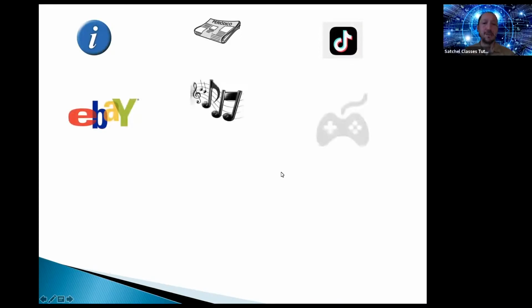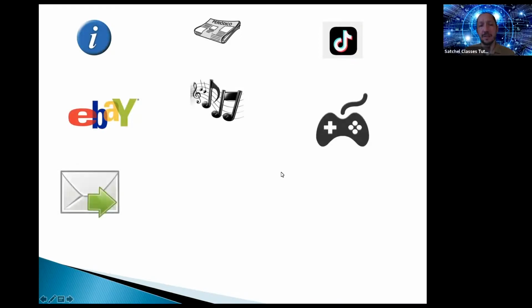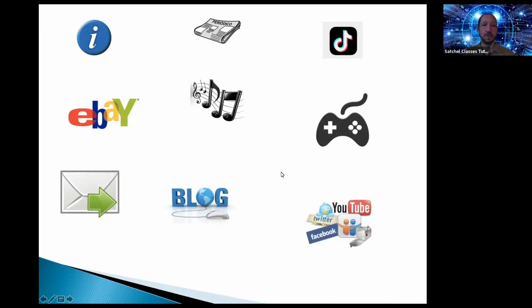So I'm going to show you some icons here, some pictures for you to see, and I want you to start thinking how you would say this in Spanish. What are the words that we use in Spanish for each one of those? For information, for news, for videos, for eBay or online shopping, actually, for music, for video games, for email, blog, and finally for social media.